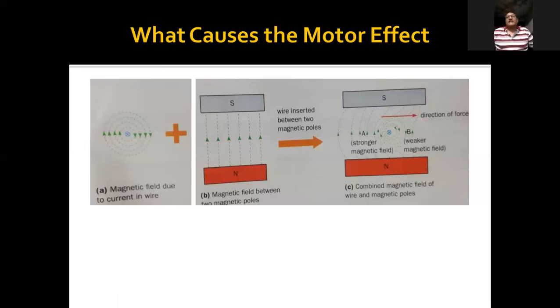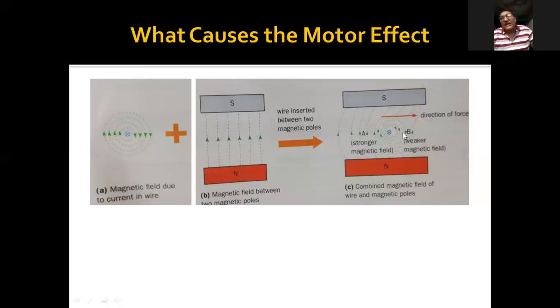You see what will happen. The current-carrying conductor has a clockwise magnetic field, and the magnetic field of these permanent magnets is going in the upward direction. On the left side of this current carrying conductor, the direction of the magnetic field lines due to the conductor and the direction of the magnetic field lines due to the permanent magnets are in the same direction. They are both in the upward direction.